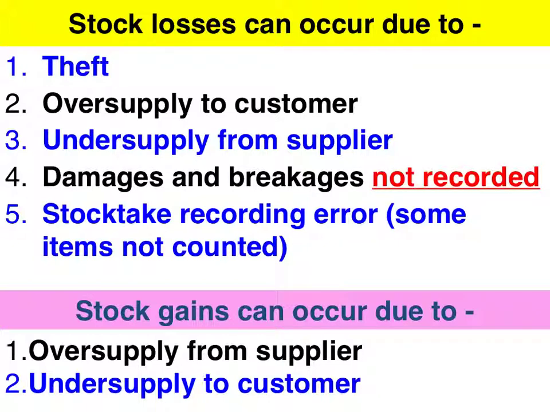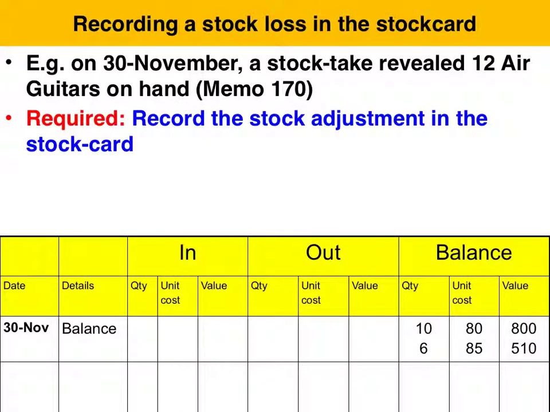So again, let's say we order 50, we're given 52, we record it as 50 due to accounting error. That will result in a stock gain. Or we could also have an undersupply to a customer. So let's go through a practical example. According to this firm's stock records, they have 16 units on hand and the stock take reveals only 12. So that's a loss of 4 units.